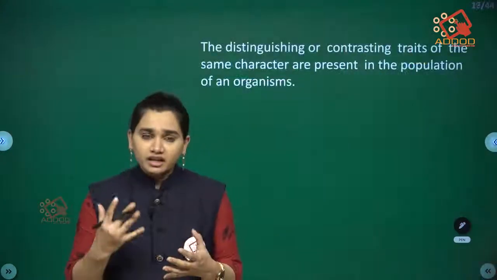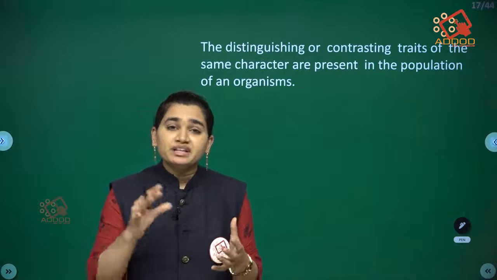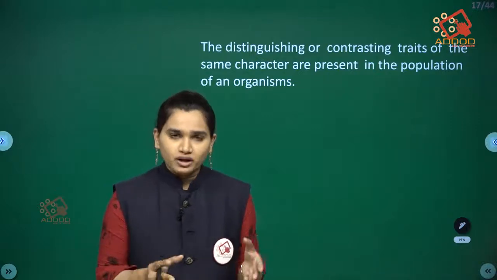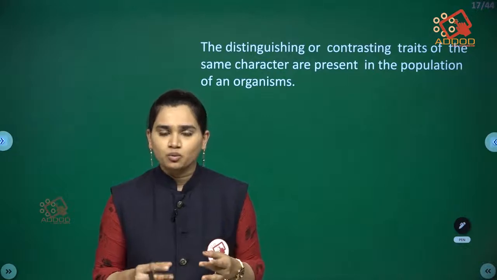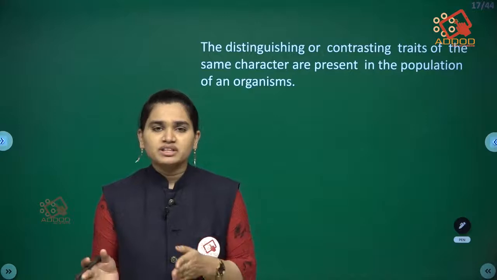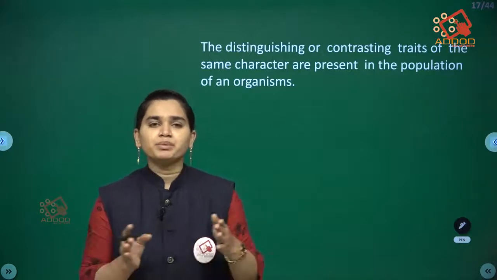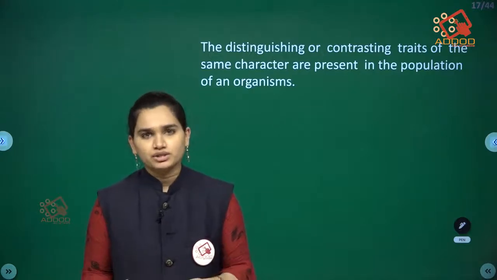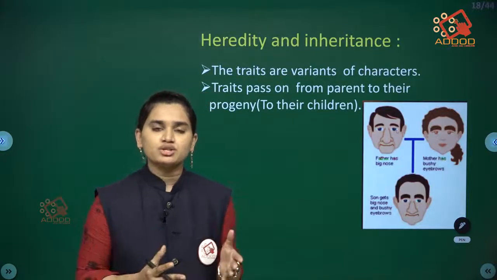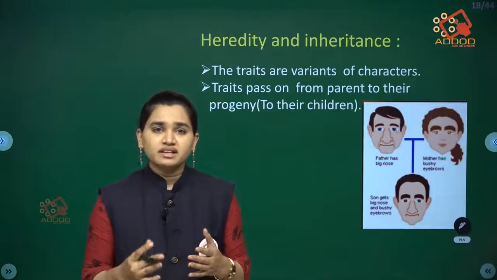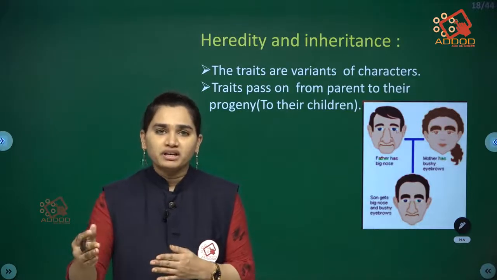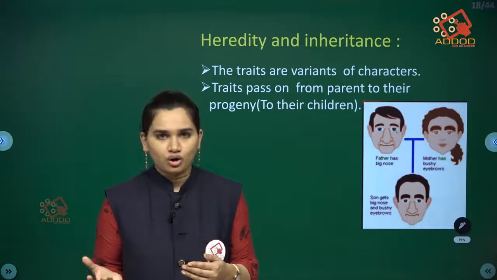Now in a population there will be different traits for a particular character. For the character color of the eyes, one person might have brown eyes, the other might have black eyes. So there are differences in the traits for a particular character in the population. I think by now you have understood the definition of heredity better when I said that there is transmission of characters or traits from parent to progeny or the offspring.